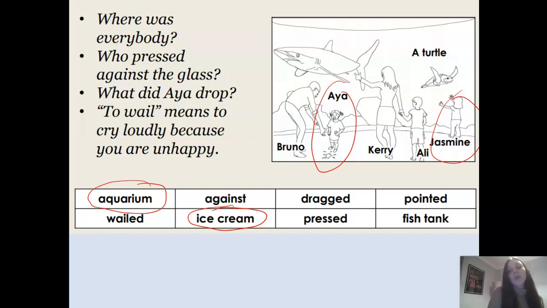Okay, we have the word here, wailed. So to wail means to cry loudly because you are unhappy. Who do you think would be wailing? I think it's probably Aya. Because she's dropped her ice cream, she probably wailed.